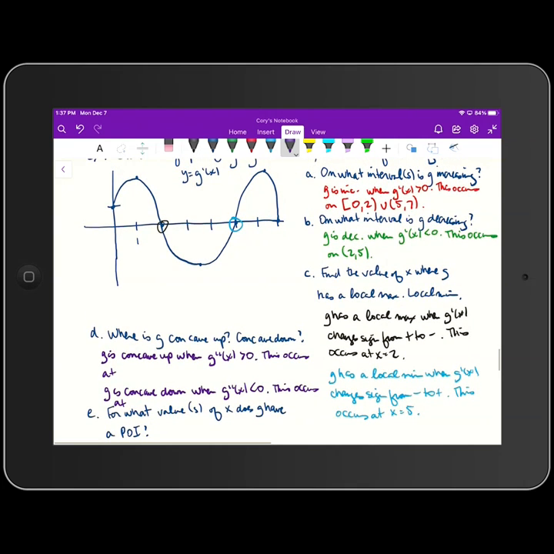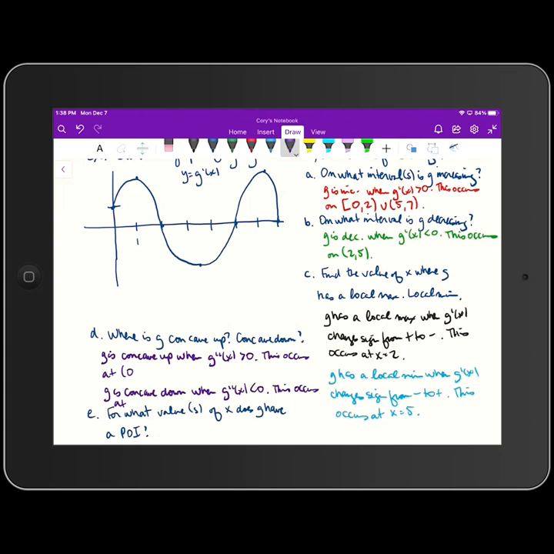So if we want to look at the graph here, if that is the graph of G prime, and we want to determine G double prime, which is the derivative of G prime, what are we looking for on that graph? We are looking for the slope, because derivative tells us slope. So if G double prime is positive, we're looking for where that graph has a positive slope.